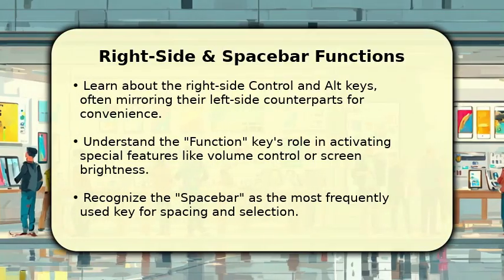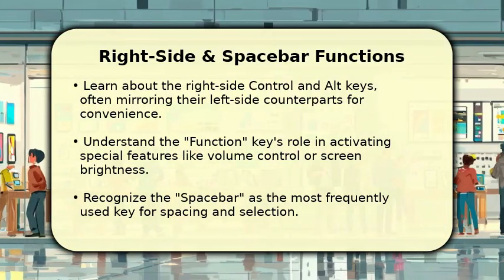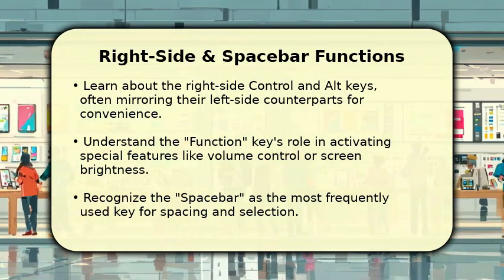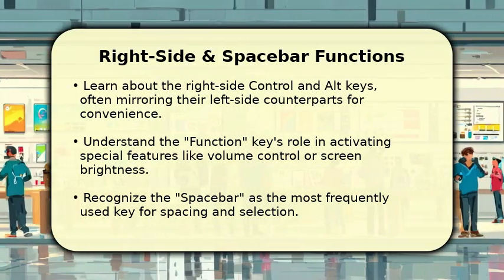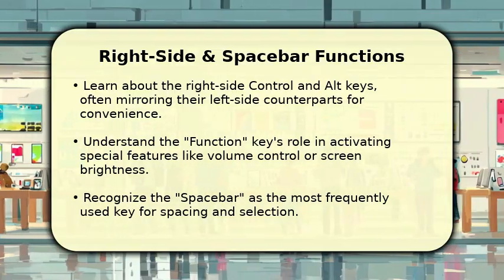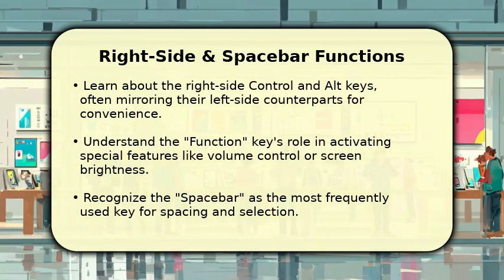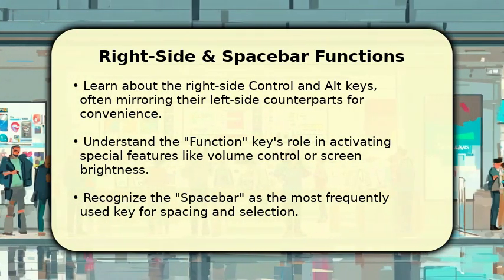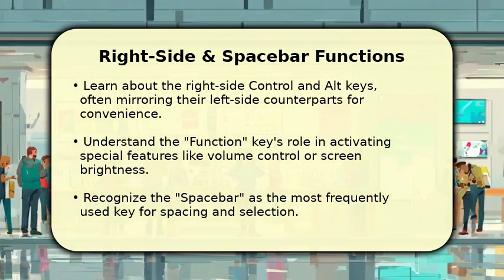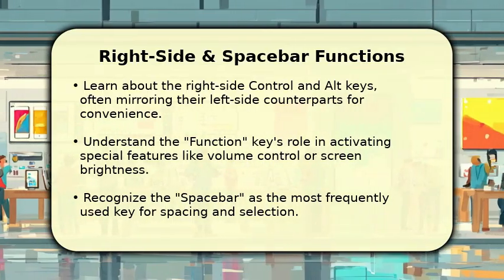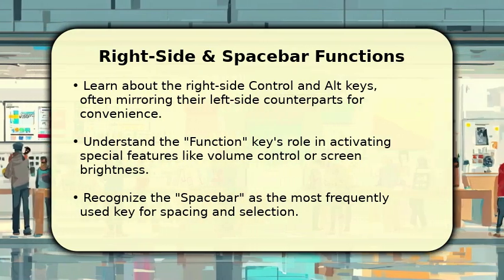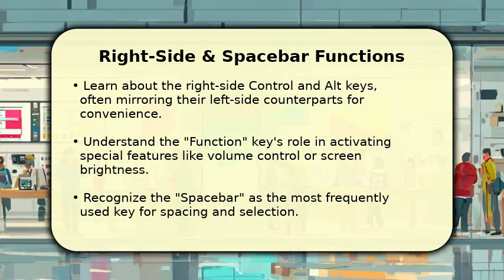Moving to the right side, you'll find mirrored Control and Alt keys, offering convenience for both hands. The Function key, often labeled FN, is vital for activating special features like adjusting your screen brightness or controlling volume, usually in combination with the F keys. And of course, the spacebar, the longest key, is used hundreds of times a day for spacing words and selecting options. Each key plays a unique and important role in your daily computing tasks.